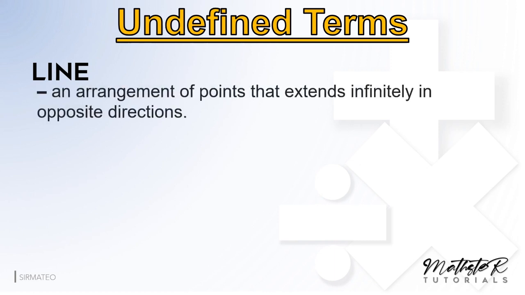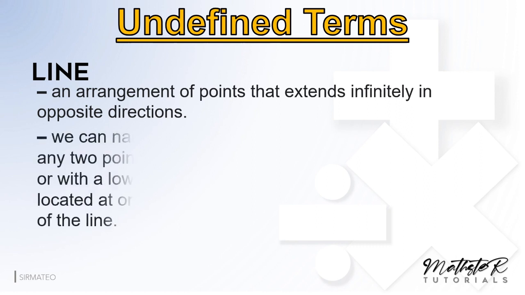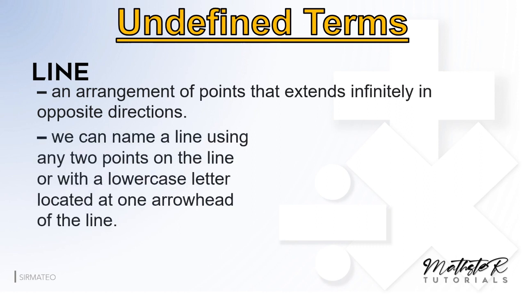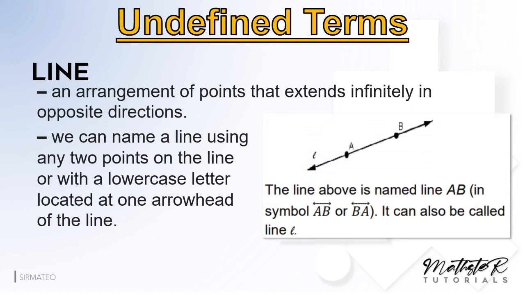We have line. Line is an arrangement of points that extends infinitely in opposite directions. We can name a line using any 2 points on the line or with a lowercase letter located at one arrowhead of the line. The line above is named line AB. So in symbol, meron siyang arrow line sa taas ng capital letters AB or BA. So pwede siyang magkabaliktad, AB or BA. And it can also be called line L. Di ba nga sabi diyan, pwede rin daw nating pangalanan ang isang line using a small letter.